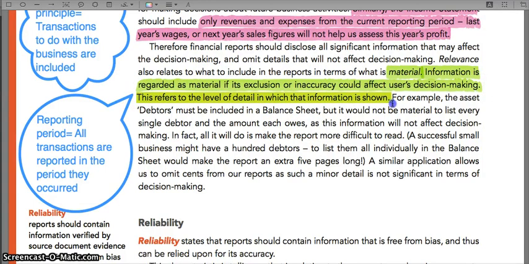So for example, this is a really good example. The debtors obviously must be included in the balance sheet. However, the information in terms of every single debtor and what each debtor owes is not information that's going to affect decision making. So it'll just make the report more difficult to read, and therefore doesn't need to be included in the balance sheet, although the debtor control or the total debtors needs to be included.